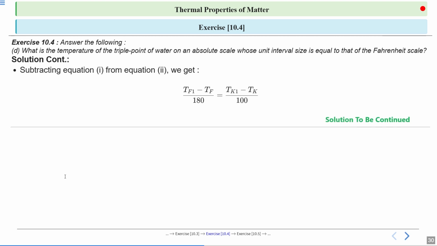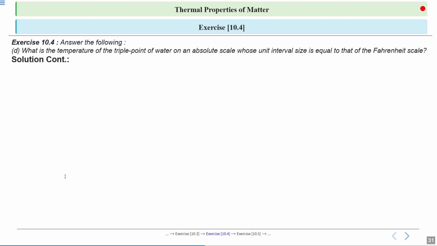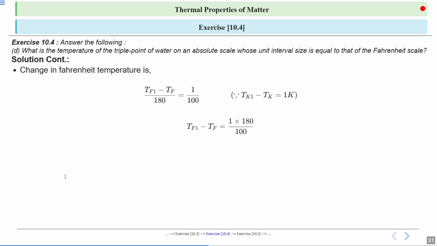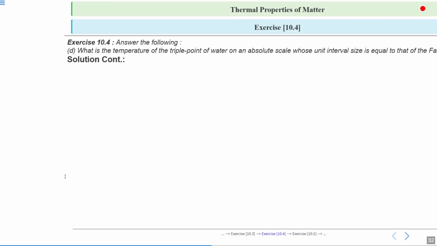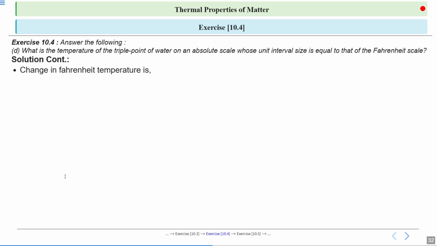So solving this, we get (TF1 minus TF) divided by 180 is equal to 1 by 100, because we know TK1 minus TK is equal to 1 Kelvin. So TF1 minus TF is equal to 1 into 180 divided by 100. So solving this, you will get an expression for the change in Fahrenheit temperature. So we can write TF1 minus TF equal to 9 by 5.